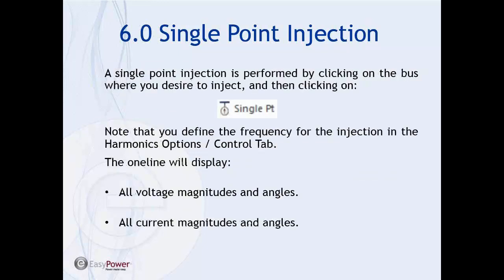Now, to perform a single point injection, you click on the bus that you desire to inject, and then you just click on the button single point, and it'll perform it for you. At the bus that you click on, it's going to inject the current that is specified in the harmonics options control tab, and I'll show you where that is. For the result, the one line will display all voltage magnitudes and angles and all current magnitudes and angles.